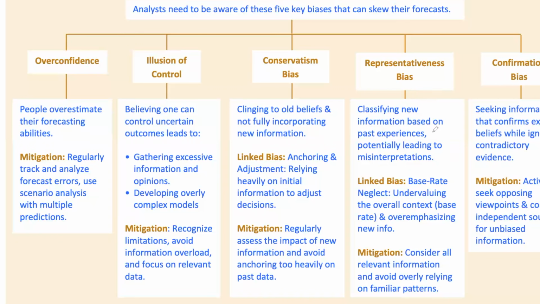Suppose you're analyzing a tech stock and it's showing rapid growth, just like some of the big tech names did a decade ago. You might assume it's the next Apple or Amazon. But hold on, the market environment, competitive landscape, and business model might be completely different. Just because it looks like the next big thing doesn't mean it is. To counter representativeness bias, always dig deeper. Check for differences in context, market conditions, and unique factors that set this new data apart. Base your analysis on solid evidence, not just patterns that seem familiar.